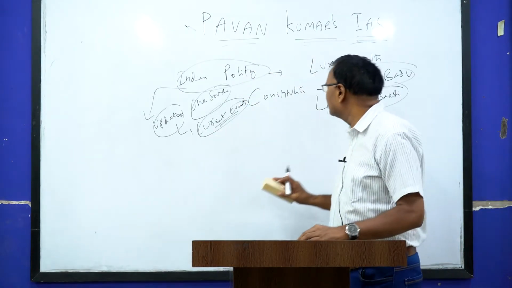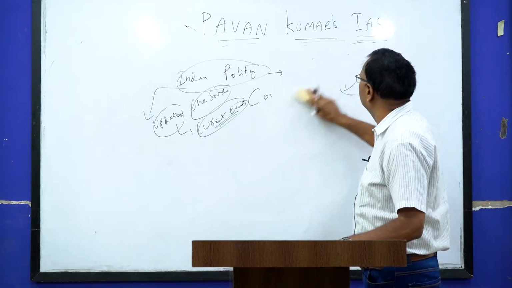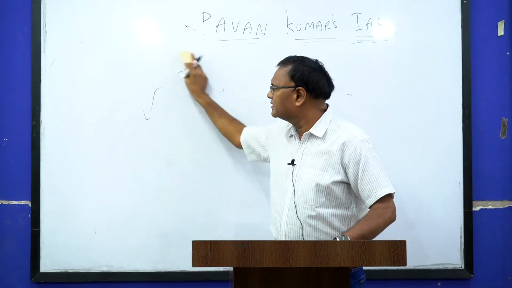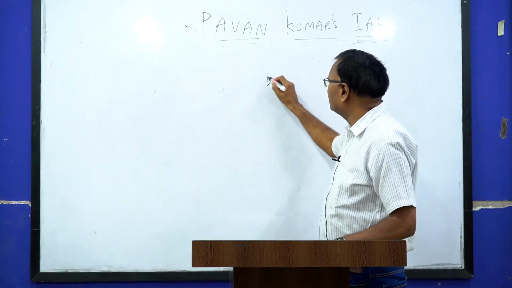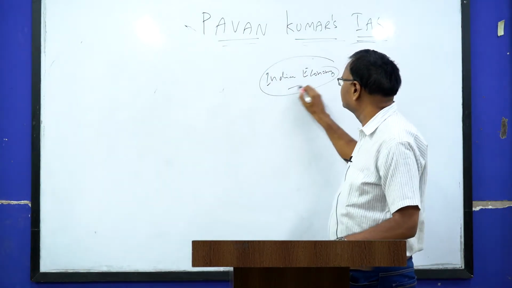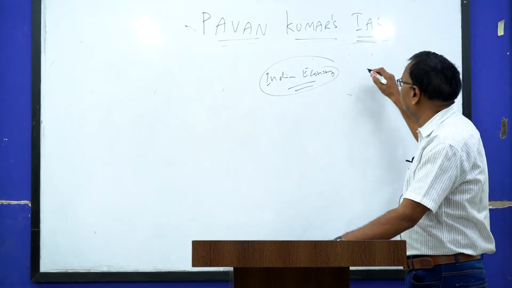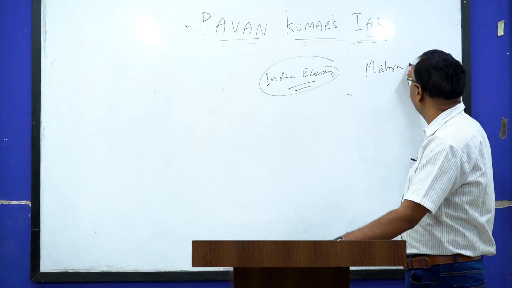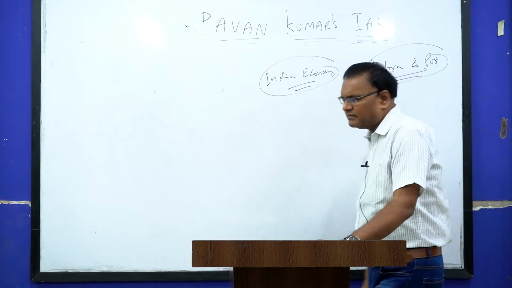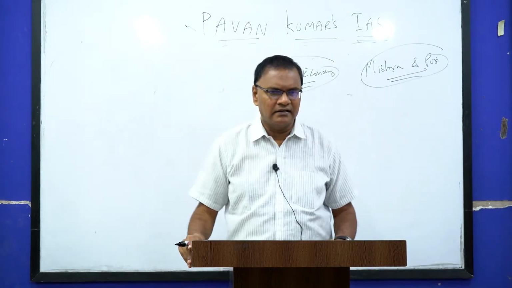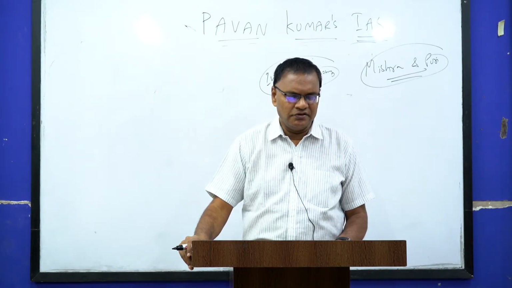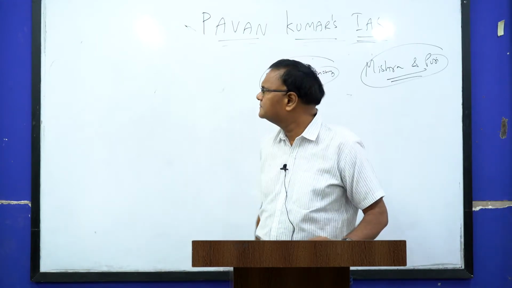Then what are the sources of other topics in the syllabus? For Indian economy, you can go through standard books. Indian economy by Mishra and Puri. Even though it is a bulky one, you can go through the select topics from Mishra and Puri. You don't have to read the entire book. Look into the syllabus and read only those topics which are there in the syllabus.